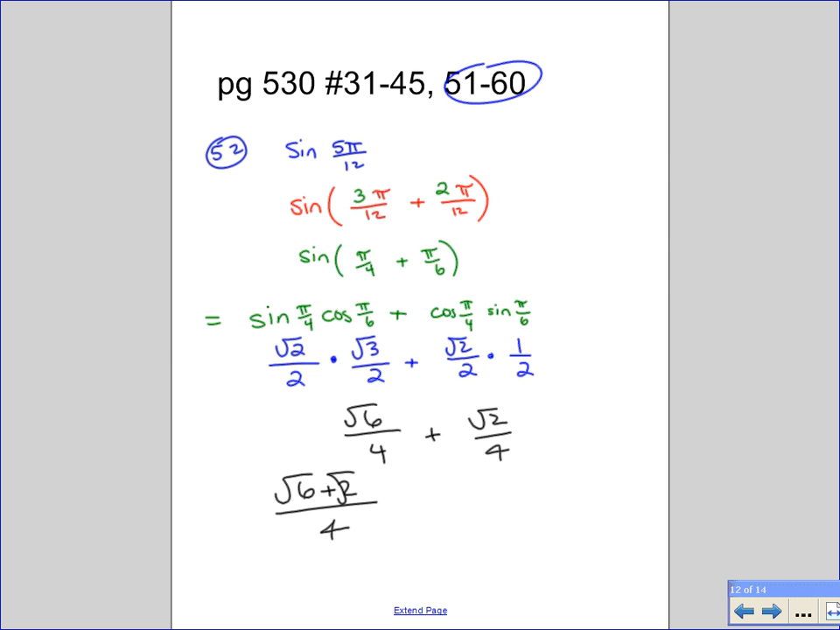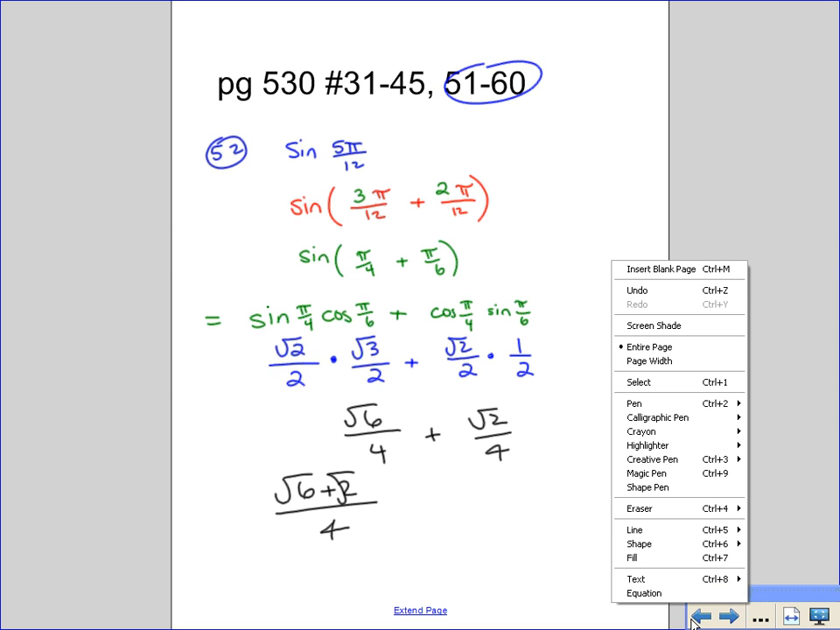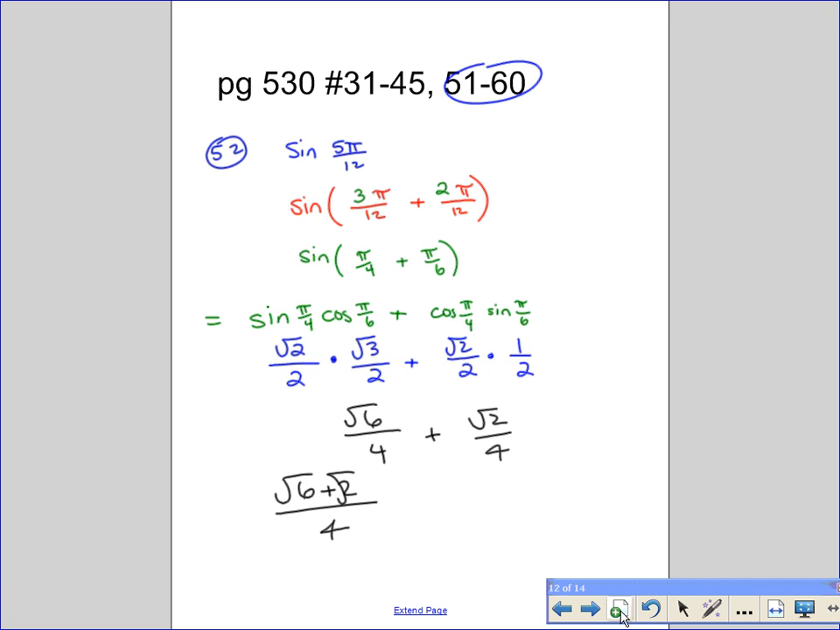So, and then we need to make up a tangent. We need to get to that tangent equation. Alright, so for tangent, let's do tangent of 165.